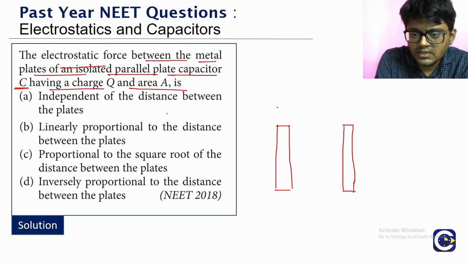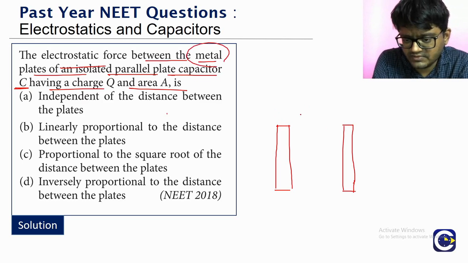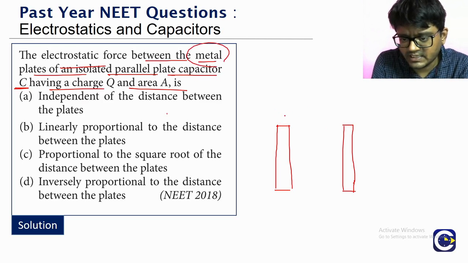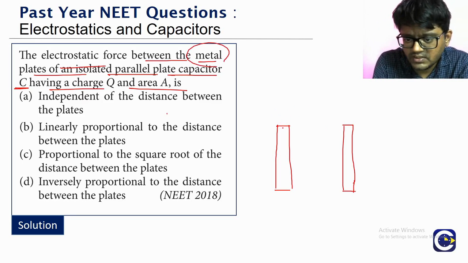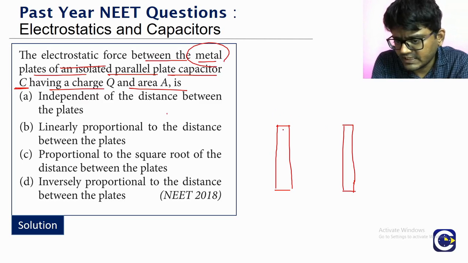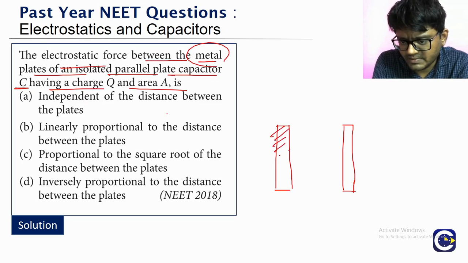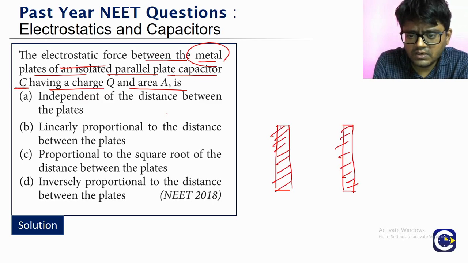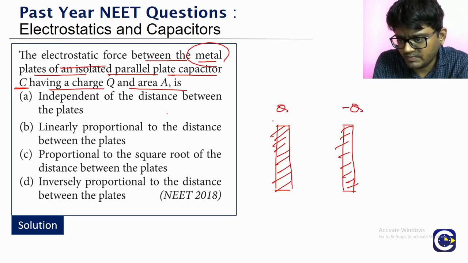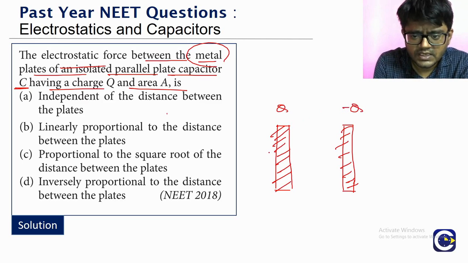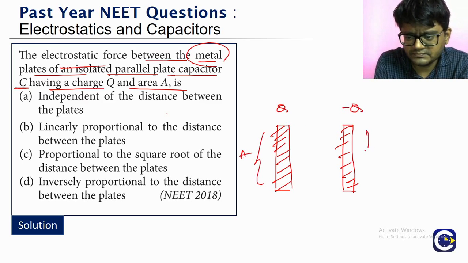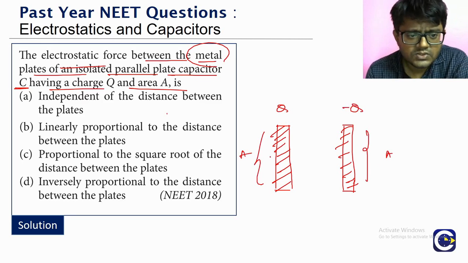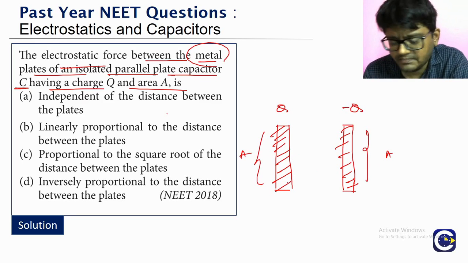Okay, so in this question, of course, they have mentioned the word metal plates, but the final result will not be changing. So whether you have a conducting material or non-conducting material, this is what? A parallel plate. Now each of these will have charge Q. One will have a plus, other will have a minus. Area of cross section is same for both of them. So we need to find the electrostatic force between them.